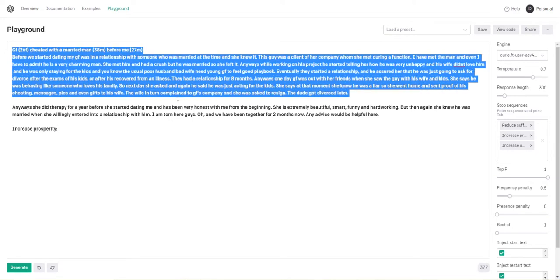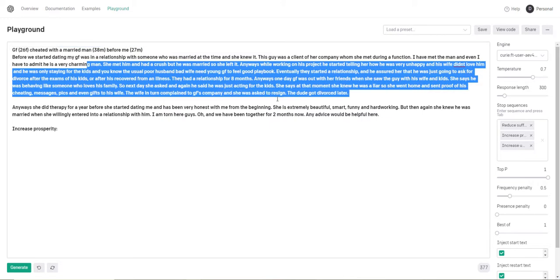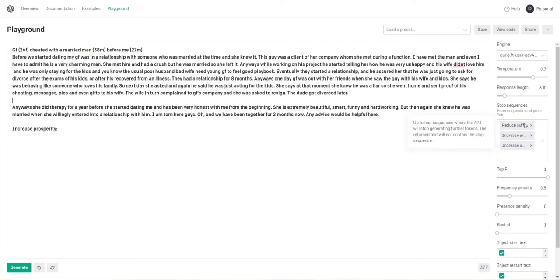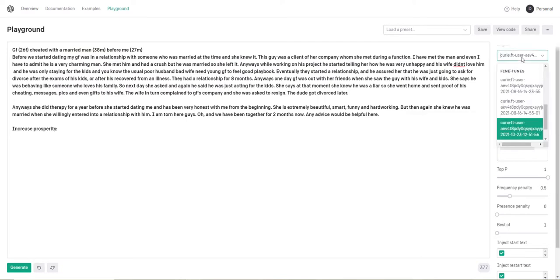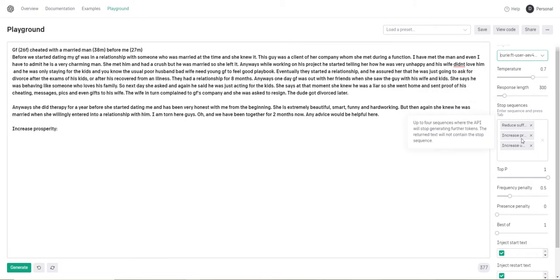So here's a situation. Someone is talking about cheating: my girlfriend cheated with a married man, etc. And then here are some of the settings. Here's my fine-tuned model chosen right here. The temperature is 0.7. You can turn it up a little, but it tends to get a little wordy if you turn the temperature up too high. The response length is 300, because I don't want it to go on forever.